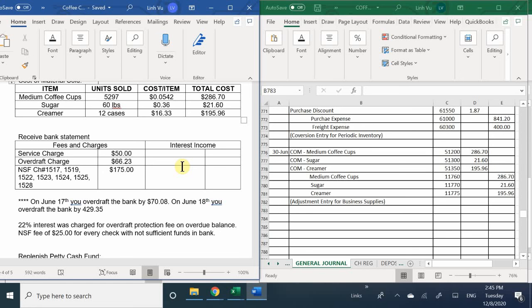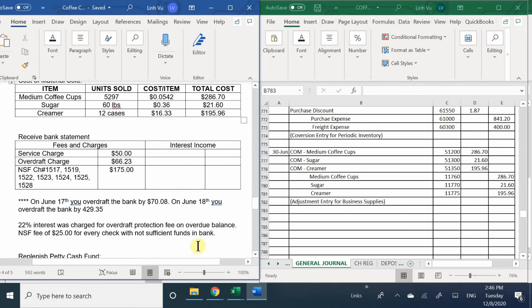And then lastly, for every single NSF check that you have written, they charge you $25 to pay for it in advance for you. As you can see in here, we listed that we wrote check numbers 1517, 1519, 1522, 1523, 24, 25, and 28. We wrote that many non-sufficient funds checks. Every check that we wrote, we got charged $25. So the grand total is going to be $175. In grand total, that's how much you're going to take out of your bank.